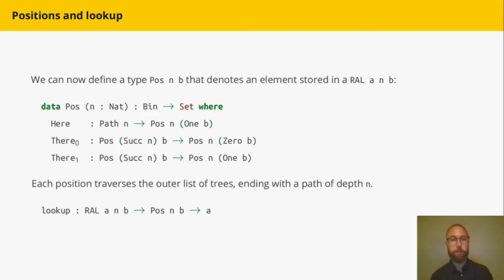The other 2 constructors basically jump over any tree which may or may not be there in the outermost list-like structure until we find the tree that we're looking for, and then we have the path in that tree to one of the individual elements. And then we can define a lookup function in quite a straightforward fashion now.